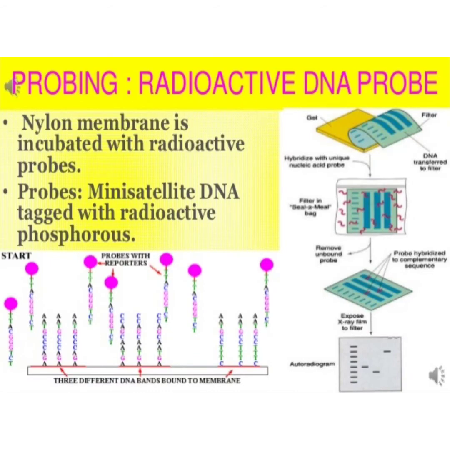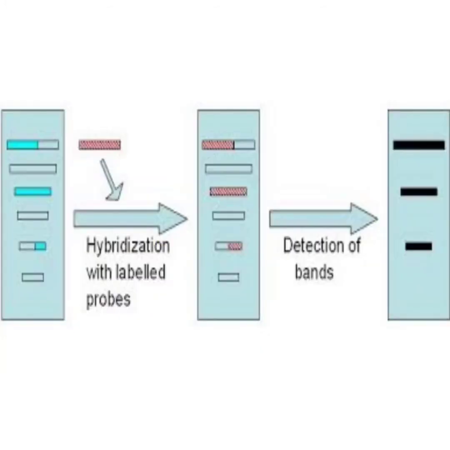Minisatellite DNA tagged with radioactive phosphorus, and the gel is separated from the filter paper, and the nitrocellulose membrane that contains the DNA is placed in a seal-a-meal bag, and then the probe is hybridized to the complementary sequence. You can see here the hybridization with the labeled probes helps in the detection of bands.